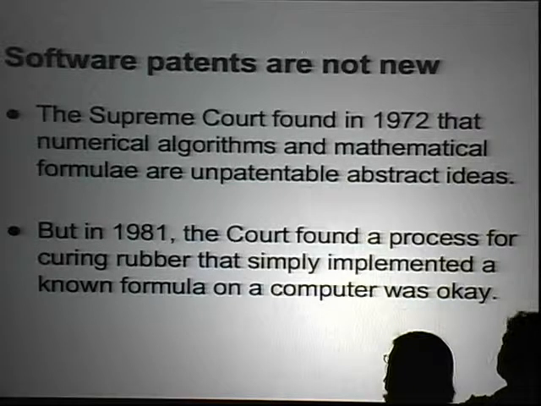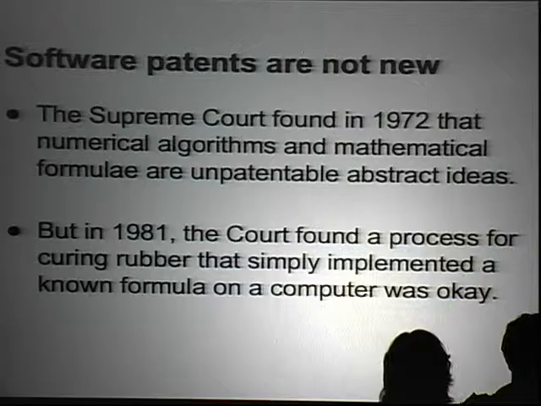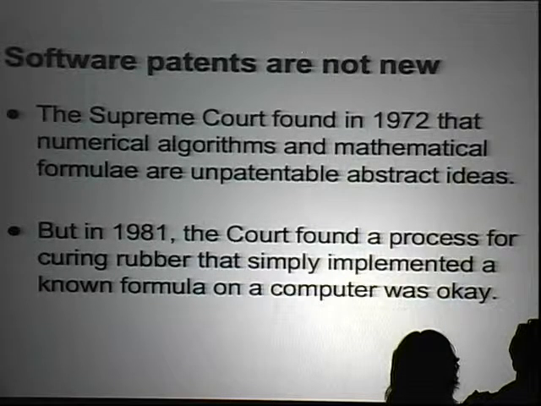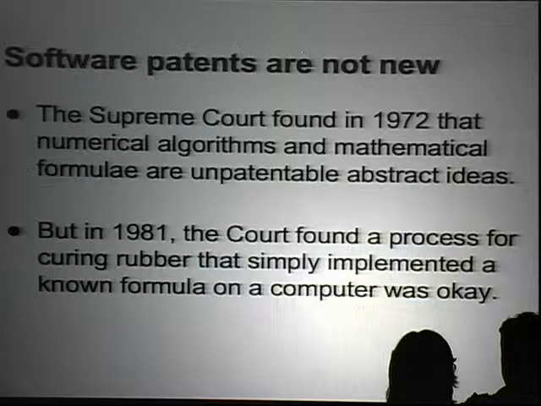So software, and the attempts to patent it, have been around for a very long time at this point. On my scale, they've been around longer than I have. The Supreme Court found in 1972 that numerical algorithms and mathematical formulae are unpatentable abstract ideas. And that sort of sets the tone, right? They came right out and said, algorithms are abstract ideas. So now we have to find something about software, because if you just take it like that, well, kind of every piece of software boils down to algorithms.